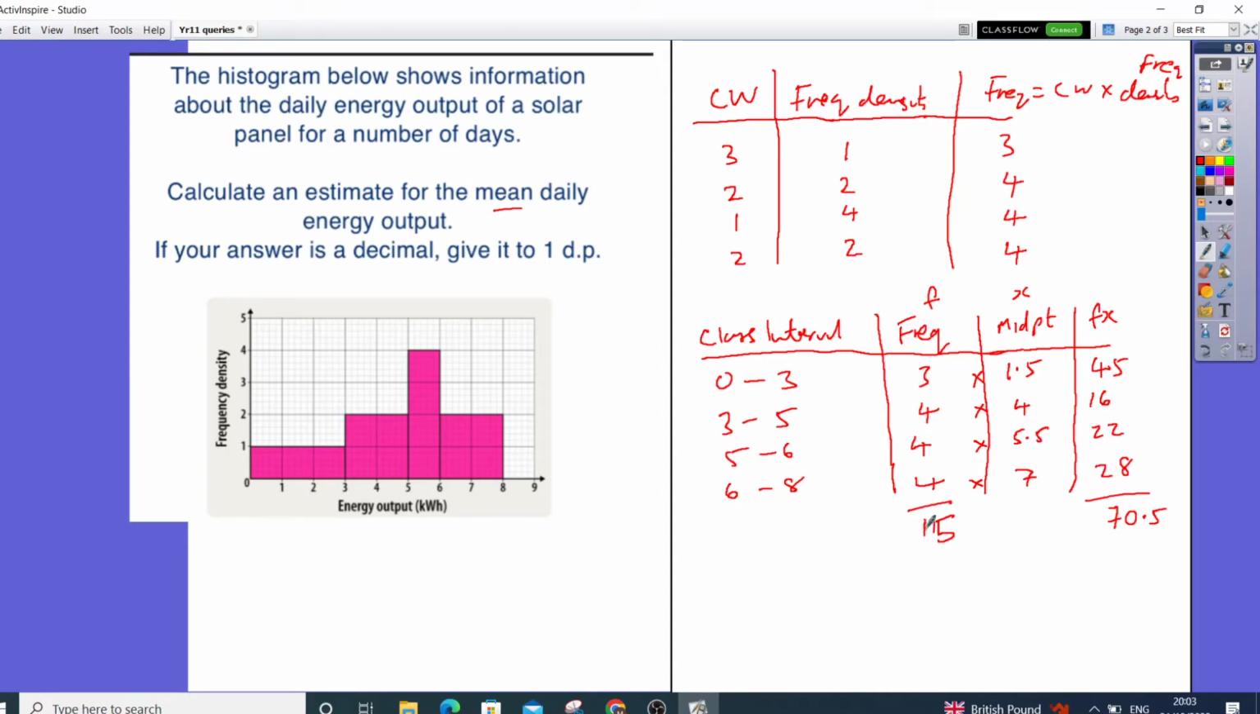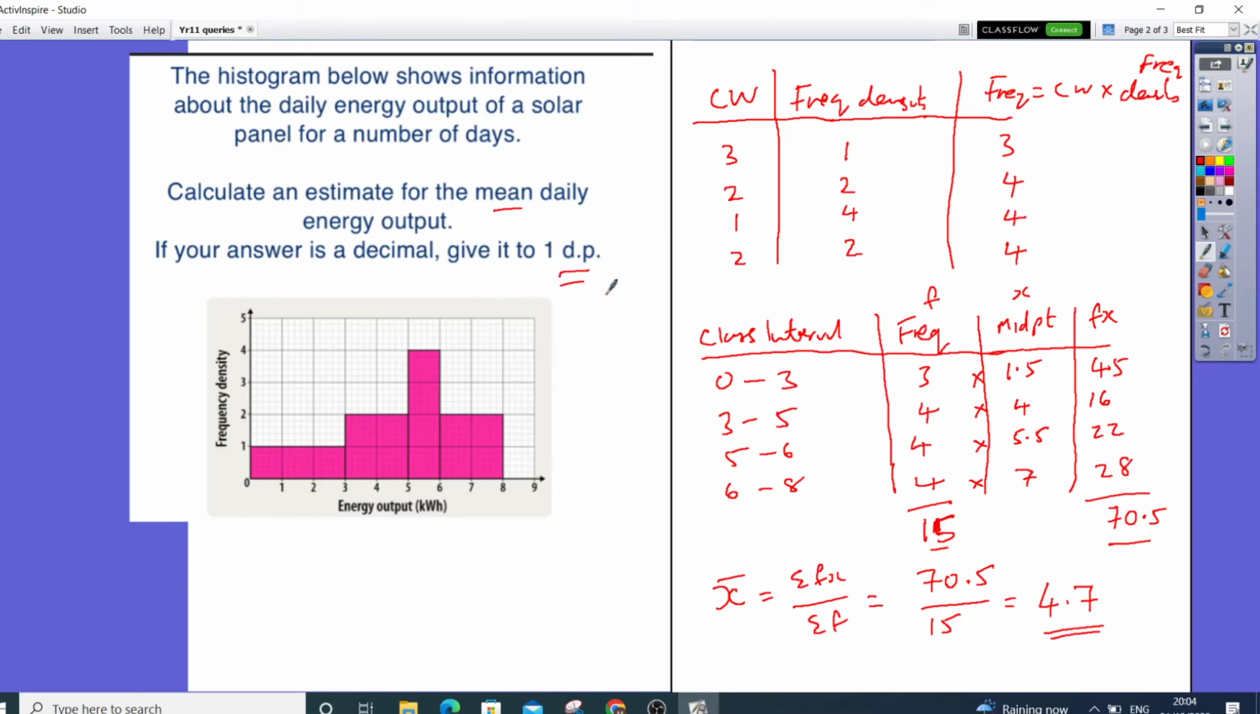Now, to get an estimation of the mean, it is going to be the sum of f times x, which is this, divided by the sum of frequency, which is this here. So that will be 70.5 divided by 15, and just do that on your calculator quickly. 70.5 divided by 15, and you're going to get 4.7 as your mean.